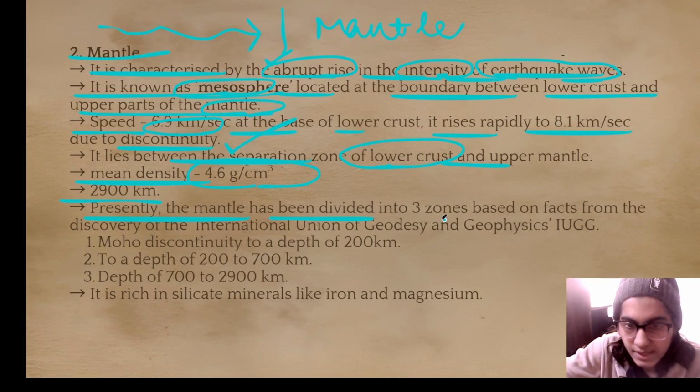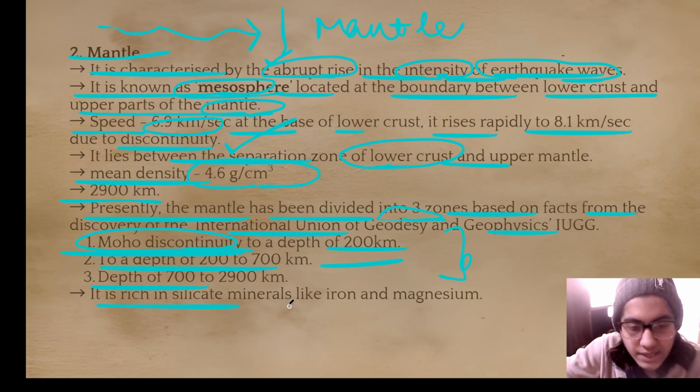Presently, the mantle has been divided into three zones by IUGG, that is International Union of Geodesy and Geophysics. They divided the mantle into three main layers: the Moho discontinuity, then 200 to 700 kilometer, and then 700 to 2900 kilometers. So these are the three divisions created by this organization, IUGG.